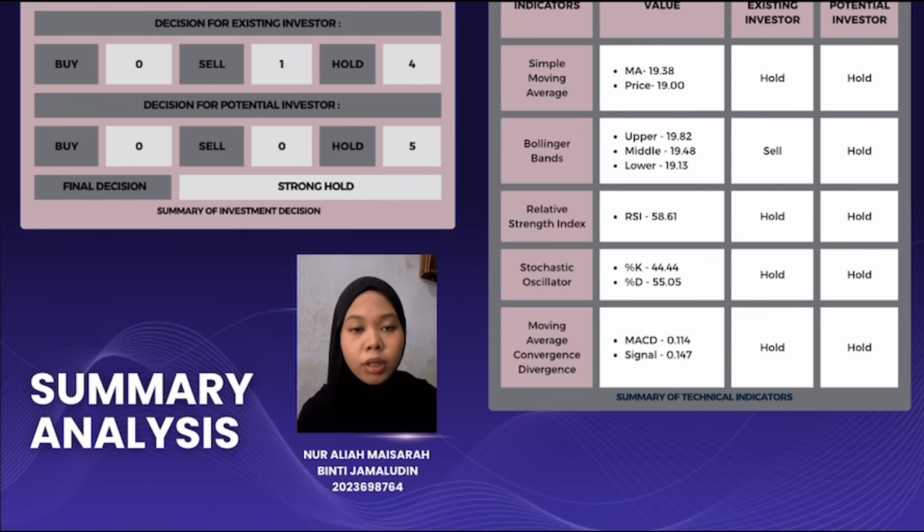On 30 June 2025, Carlsberg Brewery Malaysia Berhad shows a bullish trend with one selling signal among 5 indicators. Overall, existing investors get 0 buy, 1 sell and 4 hold signals. Potential investors have 0 buy or sell and 5 hold signals. In conclusion, the best decision for both is to strongly hold until clearer signals or breakout confirmation appear.